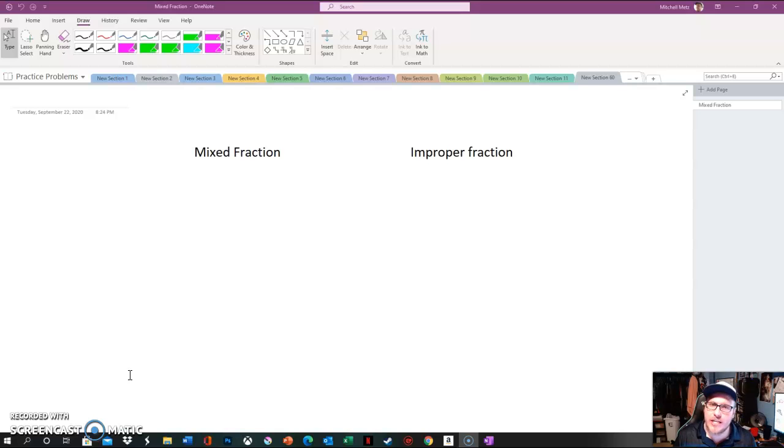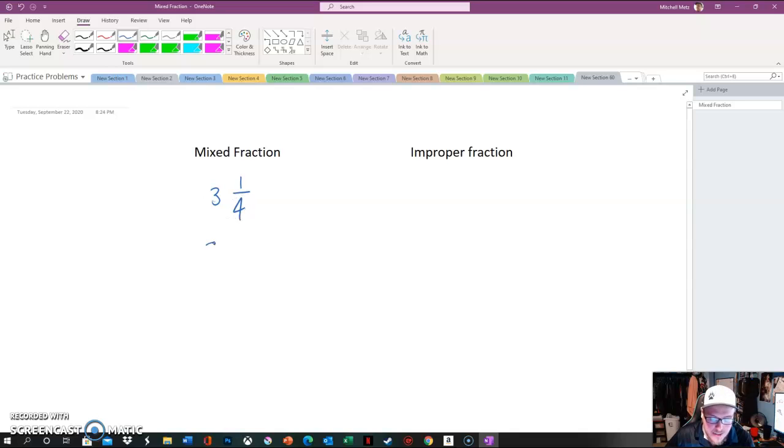A mixed fraction is a fraction that has both whole numbers and fractional parts. So let's give an example of that. I'm going to do it in blue. 3 1/4. This is an example of a mixed fraction. You may see this when you're cooking. Again, all this means is I have a whole number 3 and a fractional component 1/4.